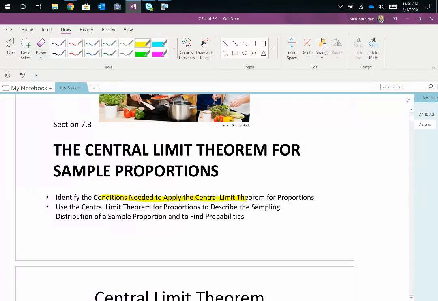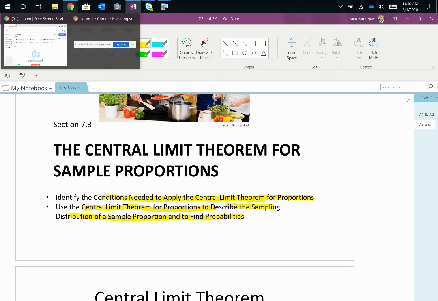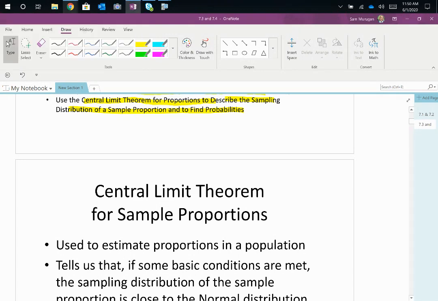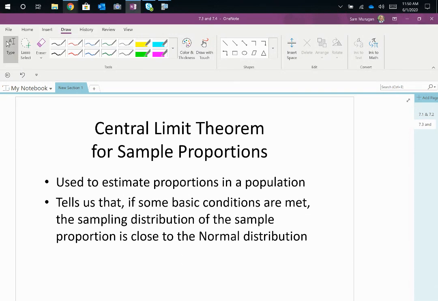Conditions needed to apply the central limit theorem for proportions, and then use the central limit theorem for proportions to describe the sampling distribution of a sample proportion and to find probabilities. So let's begin by talking about the central limit theorem for sample proportions.